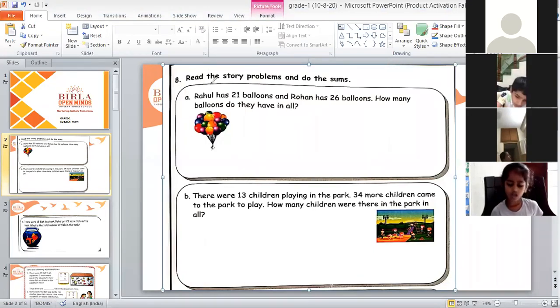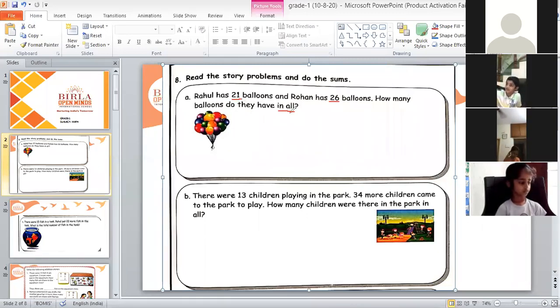Rahul has 21 balloons and Rohan has 26 balloons. How many balloons do they have in all? Yes, children, again I am reading this. Rahul has 21 balloons and Rohan has 26 balloons. How many balloons do they have in all?